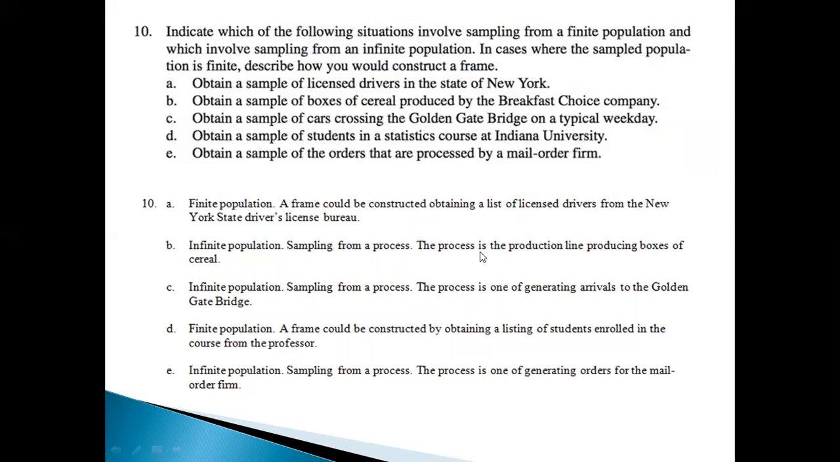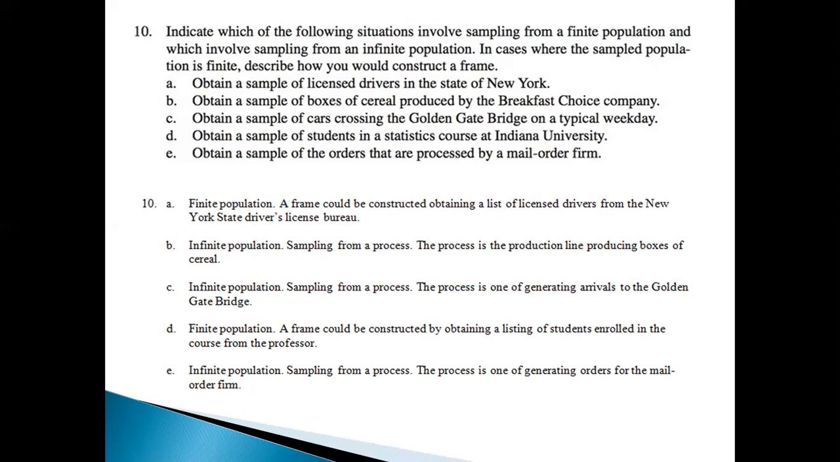All right, number 10: indicate which of the following situations involves sampling from a finite population and which involves sampling from an infinite population. In cases where the sampled population is finite, describe how you would construct a frame. So A, obtain a sample of licensed drivers in the state of New York. Well, there's only so many drivers that are licensed in New York, so that would be a finite population. And the way we could do the frame is to construct a list by obtaining a list of licensed drivers from the New York State's Driver License Bureau.